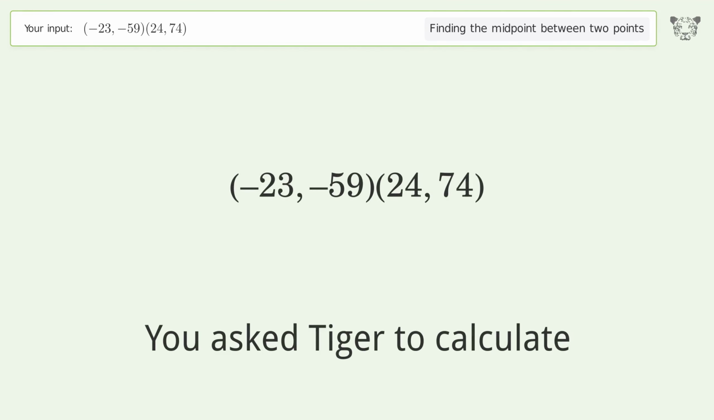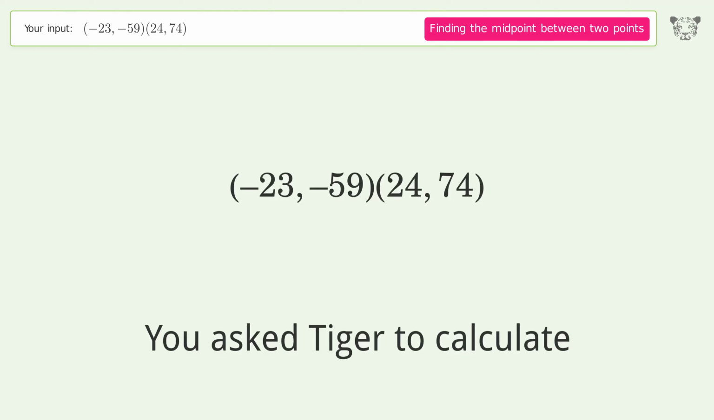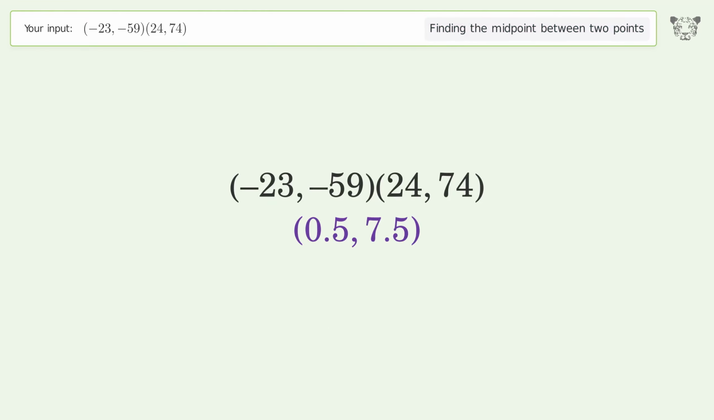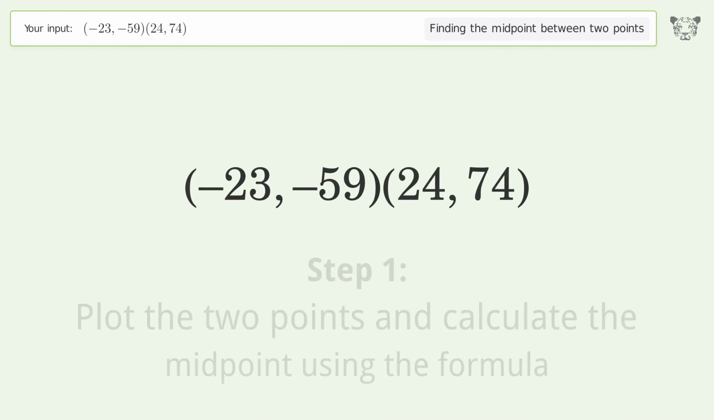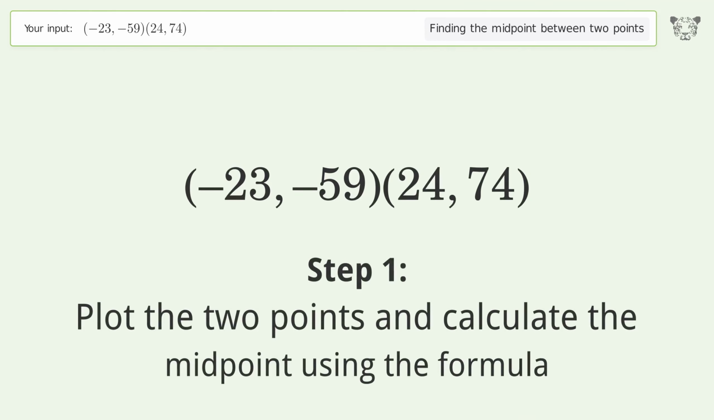You ask Tiger to calculate. This deals with finding the midpoint between 2 points. The midpoint between the 2 points is 0.5, 7.5. Let's solve it step by step. Plot the 2 points and calculate the midpoint using the formula.